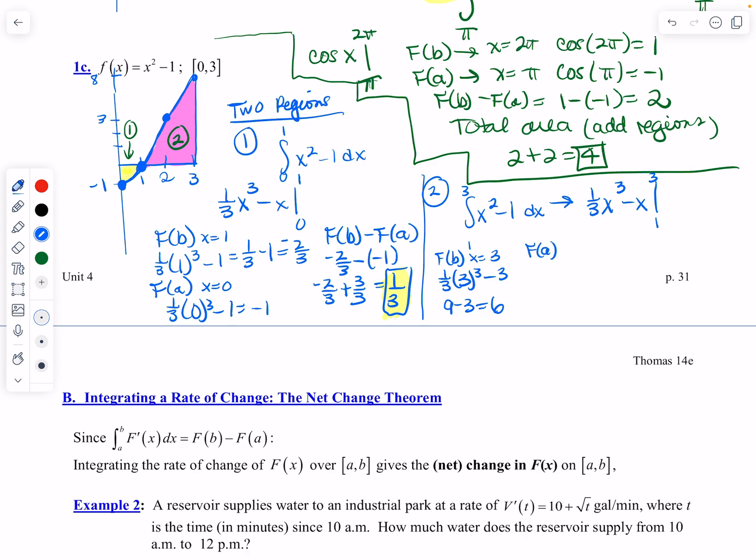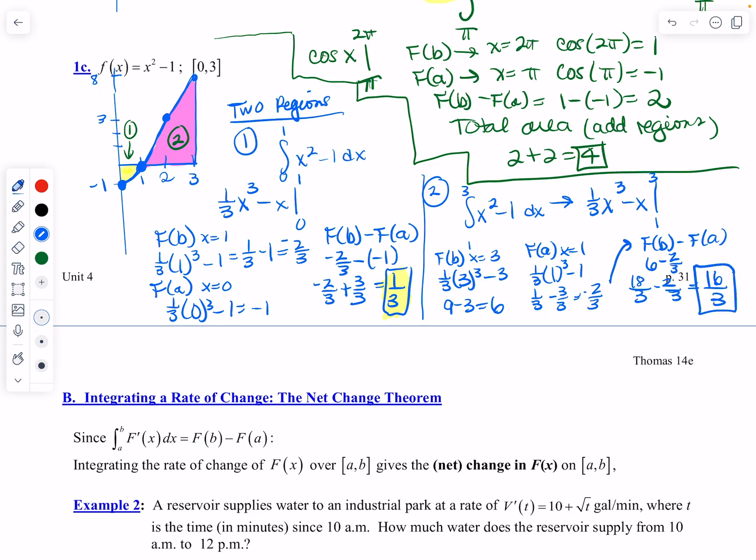F at a, x equals 1. And I already did this, but just for giggles, I'm going to do it again. So 1/3 times 1 cubed minus 1. This is 1/3 minus 3 over 3, which is negative 2/3. Okay, so if I take f at b minus f at a, I get 6 minus negative 2/3. Finding a common denominator, I get 18/3 plus 2/3, which equals 20/3. And that is my answer for the second region.